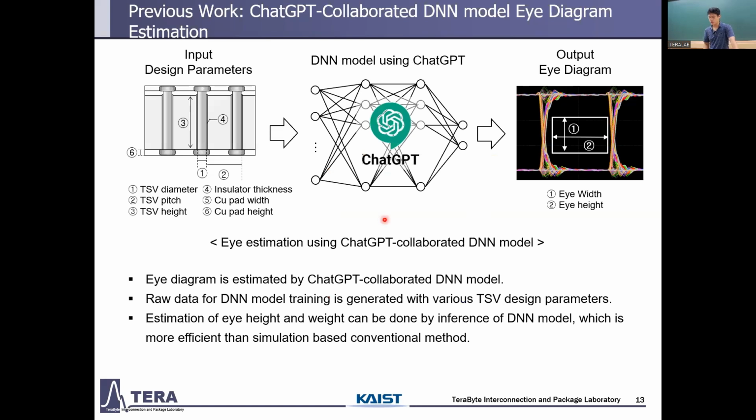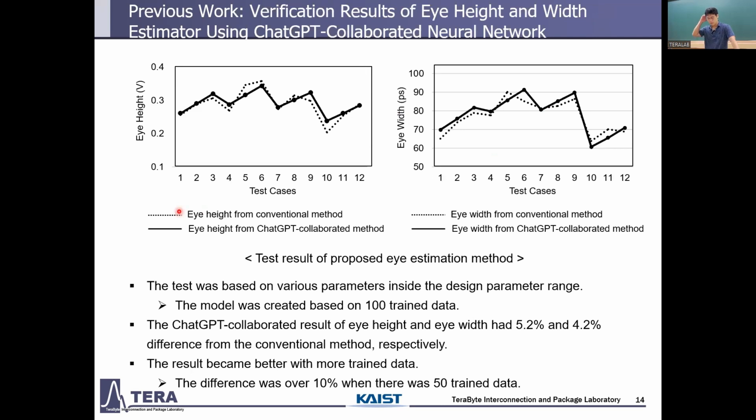And the previous work, which I did in the midterm of the last term project, was simply obtaining the eye opening when we have a certain input of a TSV. The eye diagram is estimated by the ChatGPT-collaborated DNN model, and the raw data for the DNN model, which is the training data, is generated with various TSV design parameters, changing these parameters. The estimated outputs were eye height and eye width. And this can be done by inference of the DNN model, which is more efficient than the simulation-based conventional model.